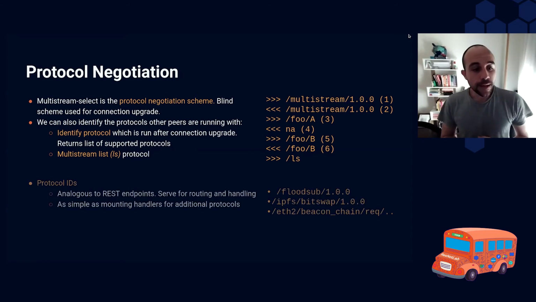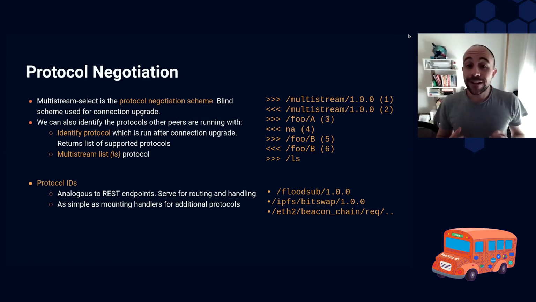And another important concept for protocols is the way in which we identify them. Protocol IDs are analogous to REST endpoints. To the right we can see some examples, like pubsub and the version number, or IPFS/Bootstrap and the version number. In this way, we can identify all of the protocols that a peer is running. This is also used to understand what logic needs to be run when we receive a message for each of these protocols. So if, for instance, I receive a message for the protocol ID IPFS Bootstrap and the version, I would run the specific handler that knows how to process messages for that protocol.